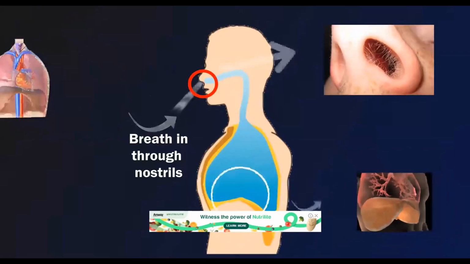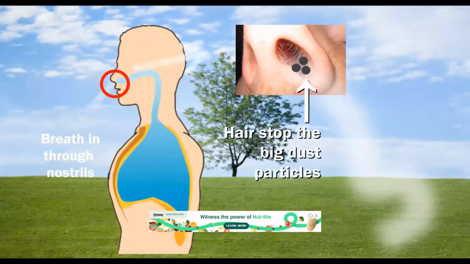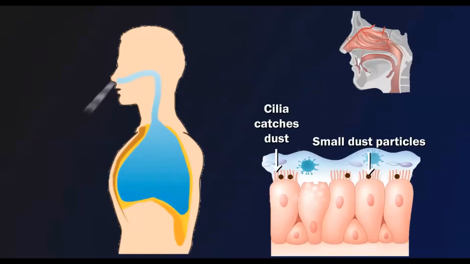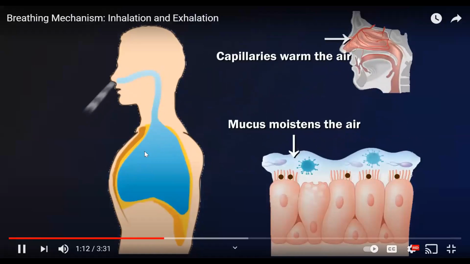As we breathe in, different gases in the surroundings, with big and small dust particles, enter through the nostrils. Hairs in the nostrils stop the big dust particles. As the remaining gases, including small dust particles and microbes, reach the nasal cavity, microbes get removed by mucus, and cilia removes the small dust particles. Mucus also moistens the air and capillaries in the nasal cavity make the air warm.